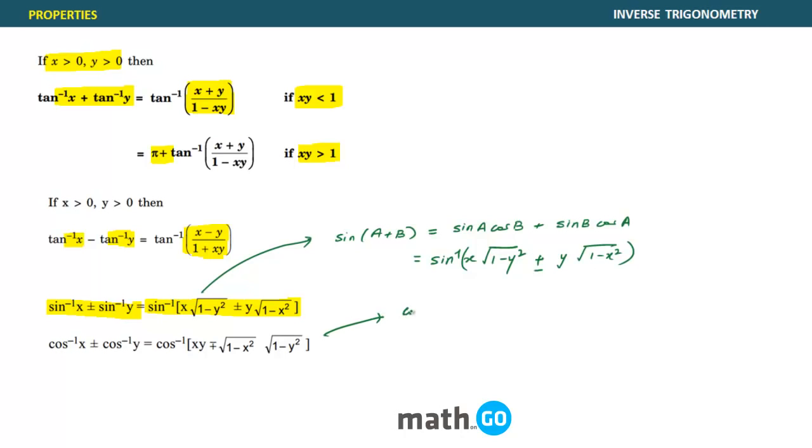Similarly, if you want to remember the formula for cos inverse x plus cos inverse y, think of cos of a plus b. Cos a cos b minus sin a sin b. So for this, you will just put the formula as cos inverse of xy, because you have taken these to be x and y, minus under root (1 minus x square) under root (1 minus y square). This is how you can remember them.